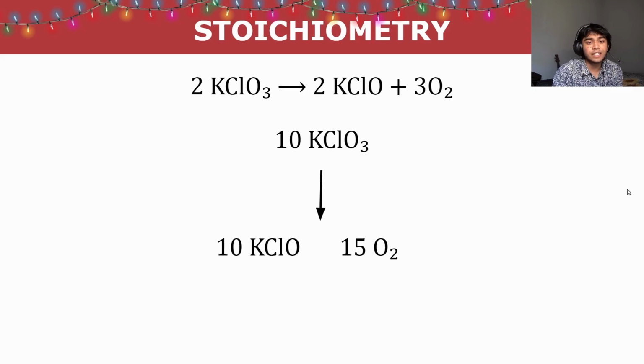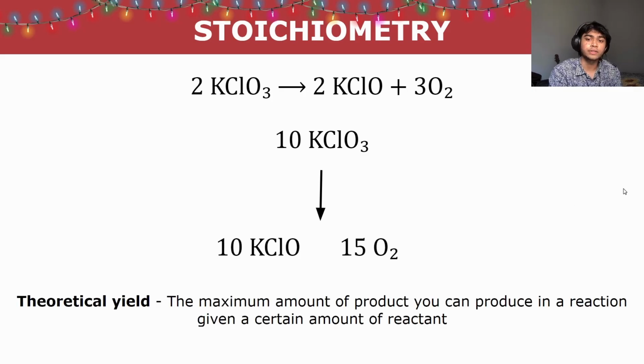This is what's known as the theoretical yield. And the theoretical yield is the maximum amount of product you can form in a reaction given a certain amount of reactant. So that's exactly what we just did. We were given a certain amount of reactant and we predicted how much product we can make.